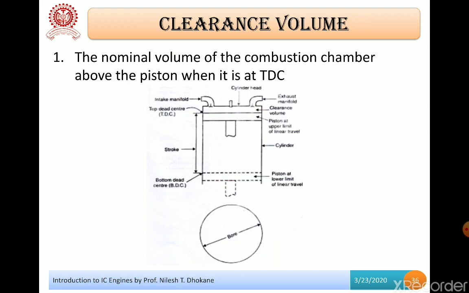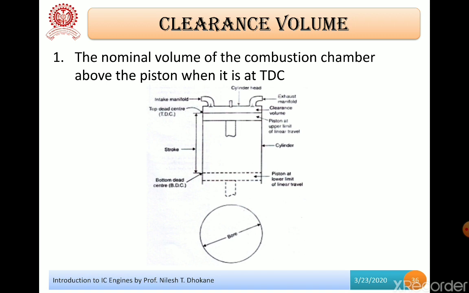Next is the clearance volume. It is the nominal volume of the combustion chamber above the piston when it is at top dead center, or inner dead center. There is always some gap between the cylinder head and the piston when the piston is at top dead center. That gap, or that volume, is called the clearance volume. This space is required so that the piston does not strike the inlet wall, exhaust wall, spark plug or the fuel injector, and it also holds the gas which gets compressed in that particular volume.